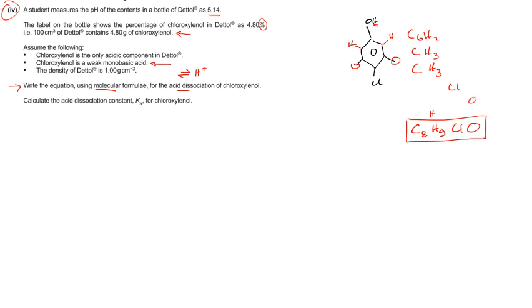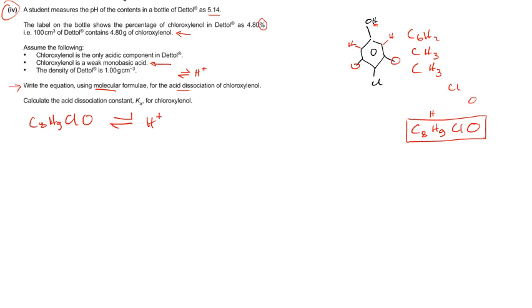Like so. As you remember about molecular formulas, it's not a structural formula, it's got the functional groups in it, it's just the numbers of each atom. Alright, but it wants the acid dissociation equation. So let's write it down here. We've got C8H9ClO, and that's going to dissociate.